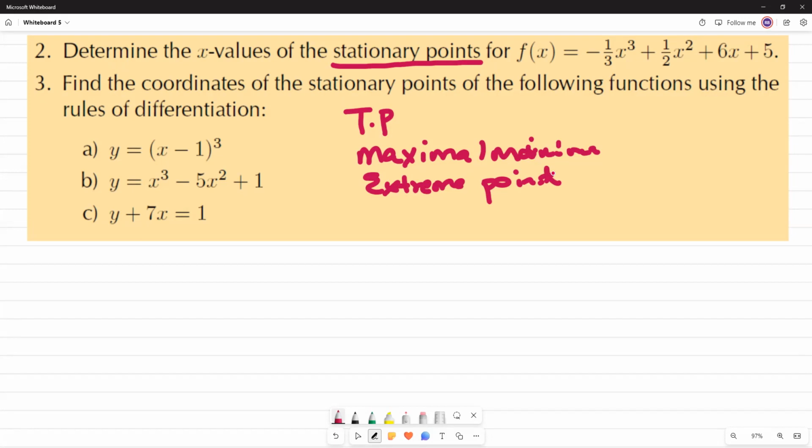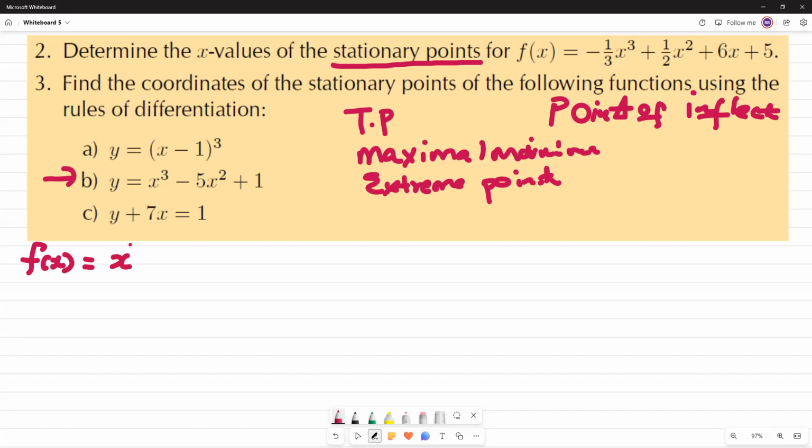Okay, perfect. So ladies and gents, I'm going to find the turning points and the point of inflection. Let me just write it here so that I don't forget. Point of inflection of these four graphs. I'm going to do them randomly, and I'm going to start with B. Let's say B was f of x equals x cubed minus 5x squared plus 1. And then I'm looking for the turning point.